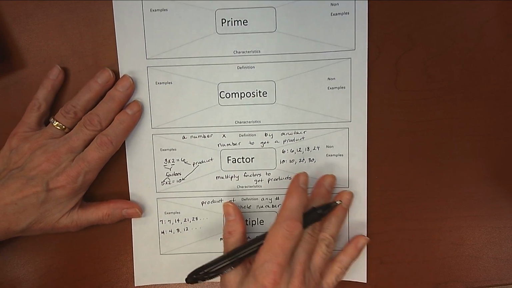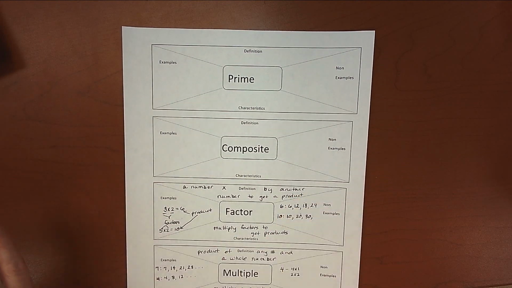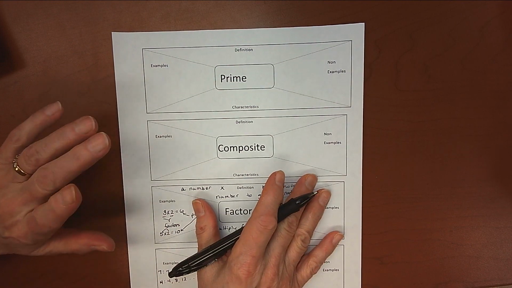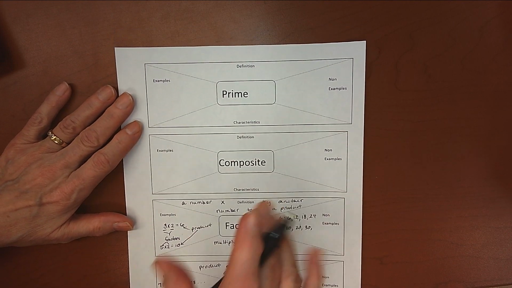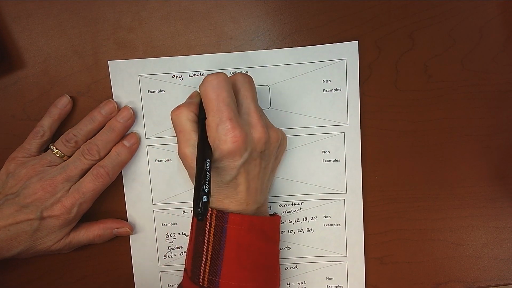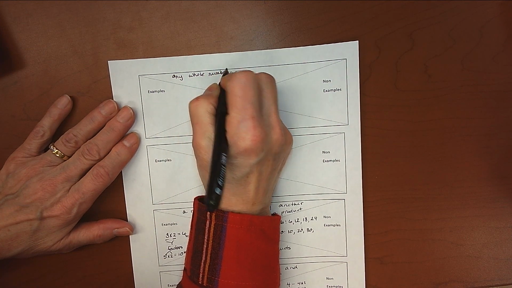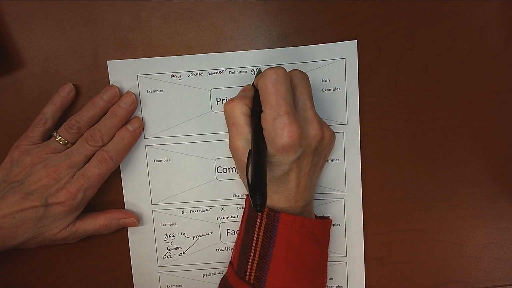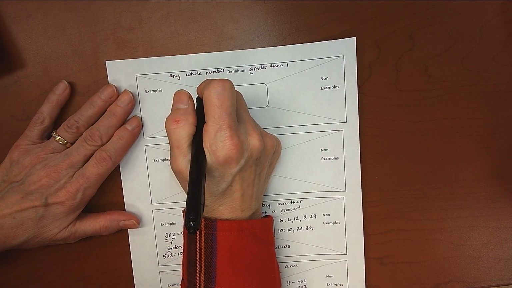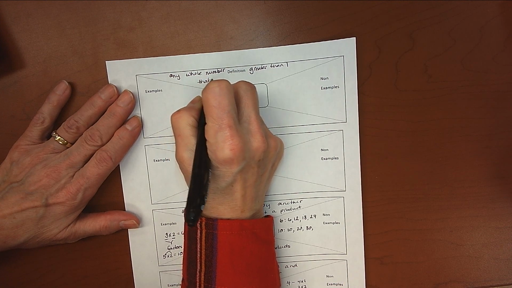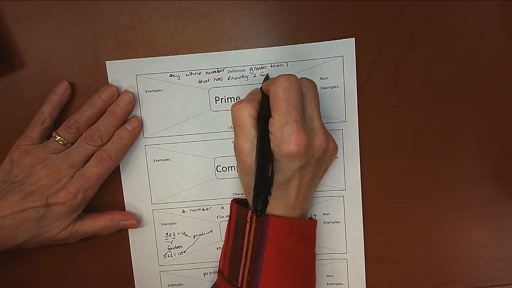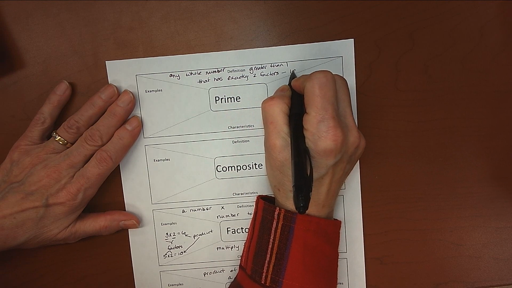All right, so let's go on up then to prime numbers. Prime numbers are any whole number greater than 1 that has only 2 factors, 1 and itself. So this is any whole number. Again, we're focusing on whole numbers, which is kind of funny since we're getting ready for fractions, right? Any whole number greater than 1 that has exactly 2 factors: 1 and itself.